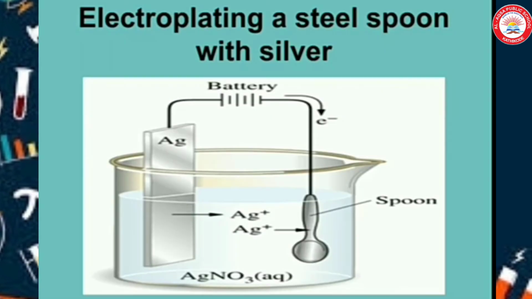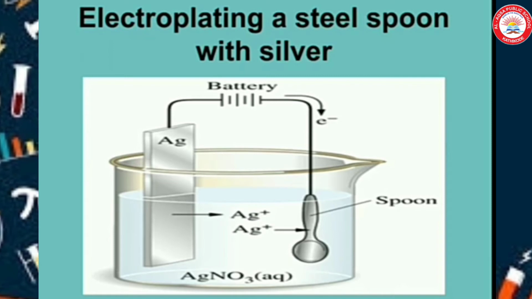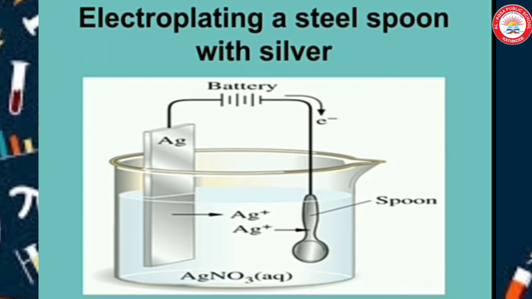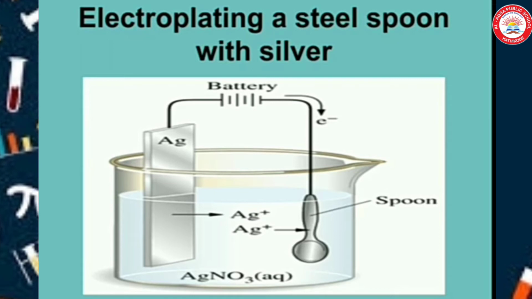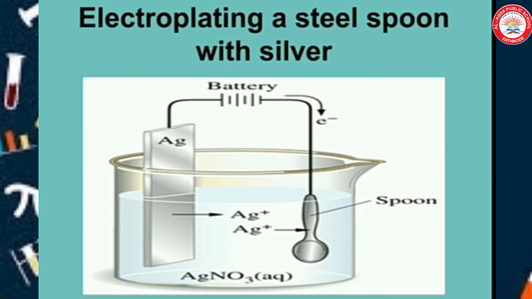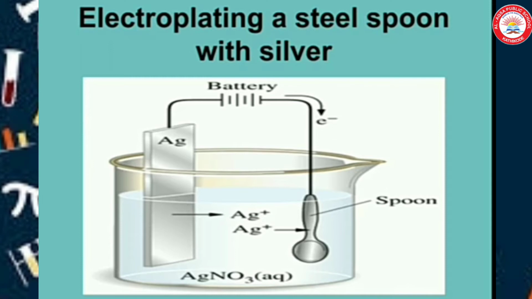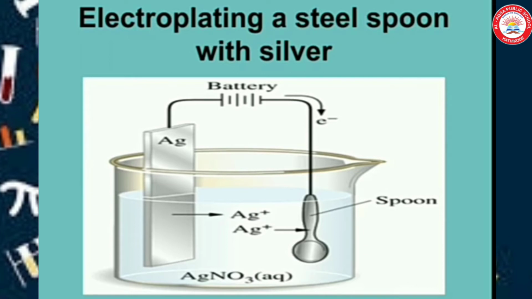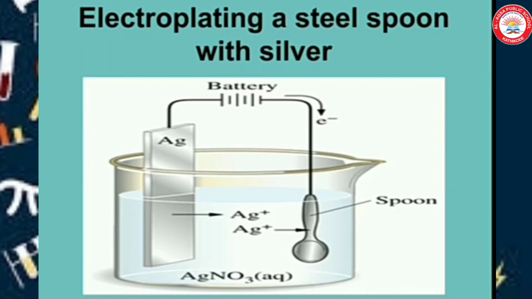For example, we have to electroplate a steel spoon with silver. So we have to take that steel spoon and connect it to the negative terminal of the battery, and the silver metal we have to connect to the positive terminal of the battery, and silver nitrate we have to take as electrolyte and pass the electricity. After 15 minutes, take the spoon from the solution. Now we can see that there is a deposition of silver on the iron steel.